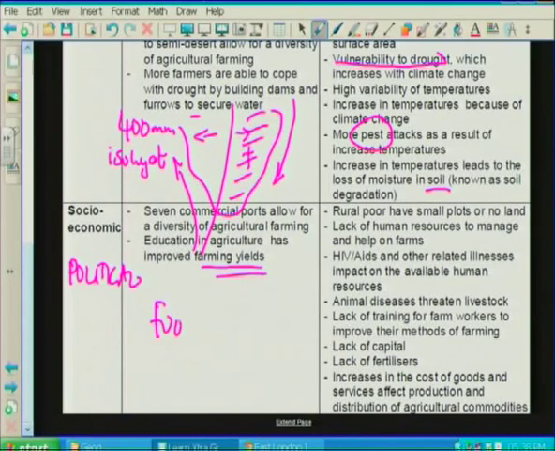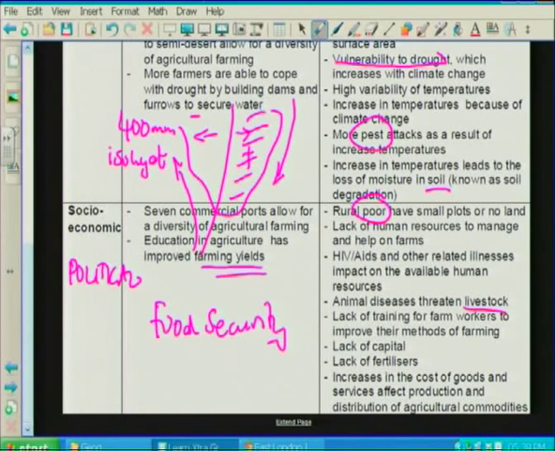Socioeconomic, or we can put the word political in here as well. Political forces or socioeconomic factors. We've got 7 commercial ports which allow for the diversity of agricultural farming, and education or resources, time, management, effort that's put into agriculture in our country is improving farming yields in South Africa. This is something we have to talk about when we look at things like food security. Are we going to have enough food? Are people going to have access to food, being able to buy food readily, etc.? That's going to be a big issue in South Africa with climate change and global warming and all those sorts of problems as well.